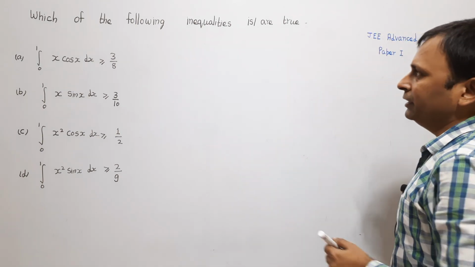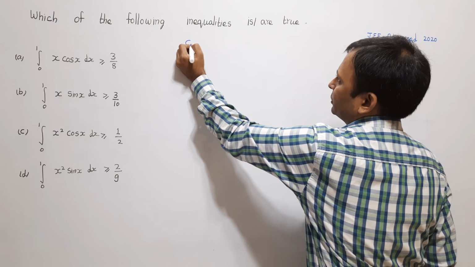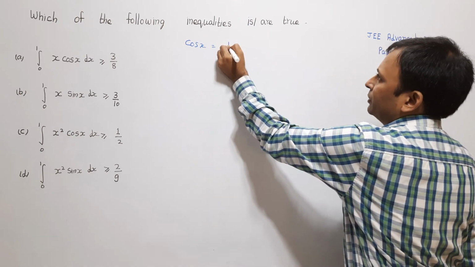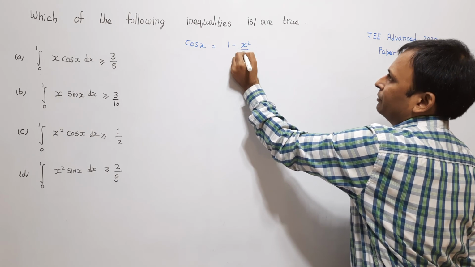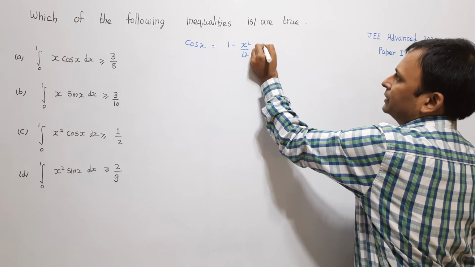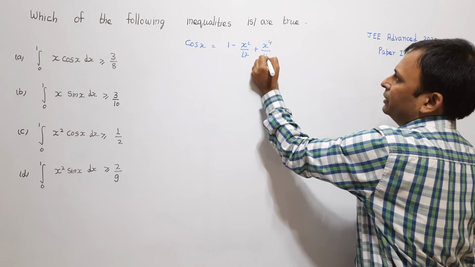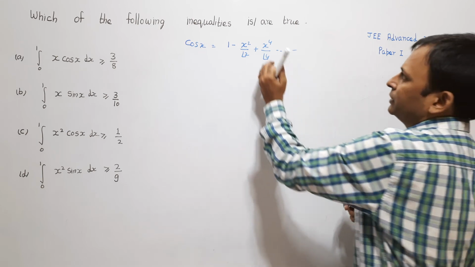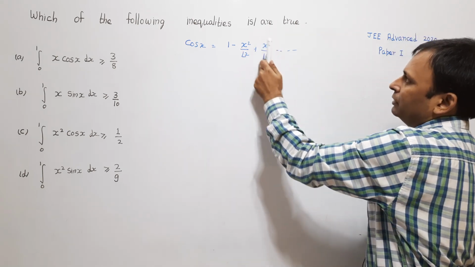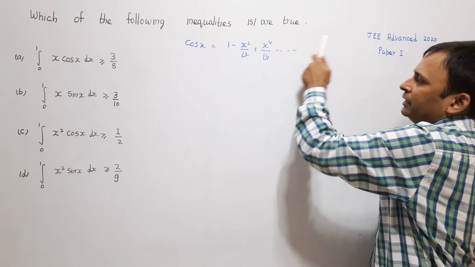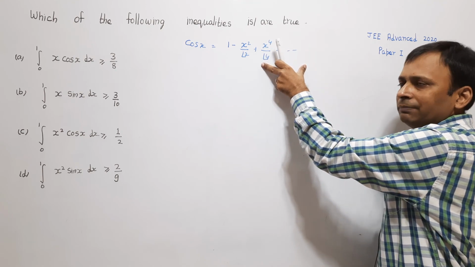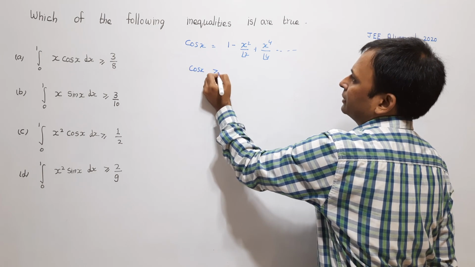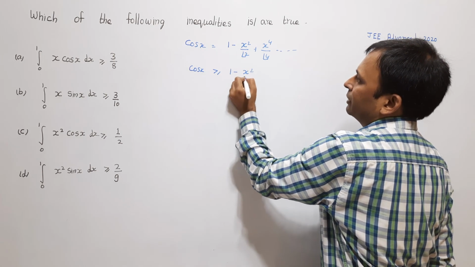So if I take the series expansion of cos x, we know that cos x is 1 minus x square upon factorial 2 plus x to the power 4 upon factorial 4, and this series goes on like this. Here we can observe that after x square by 2, all these terms taken together will always be a positive number. That means cos x is always greater than or equal to 1 minus x square by 2.